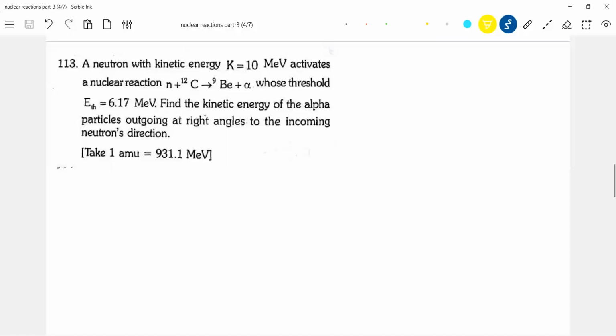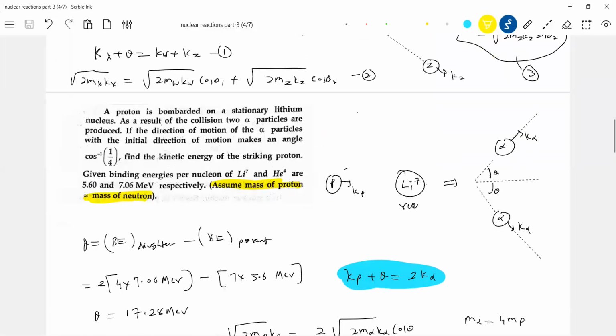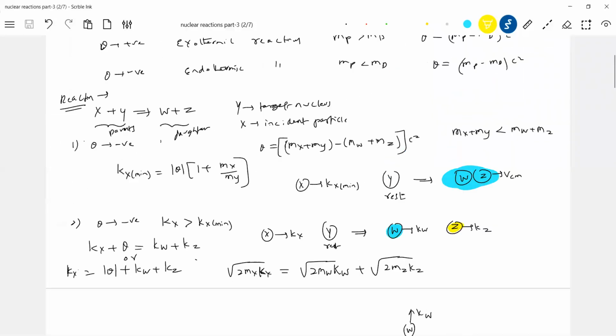What do you mean by threshold? Minimum kinetic energy needed to initiate a reaction. K minimum, what we said, that only we'll call threshold. I think I will change the K minimum, no?